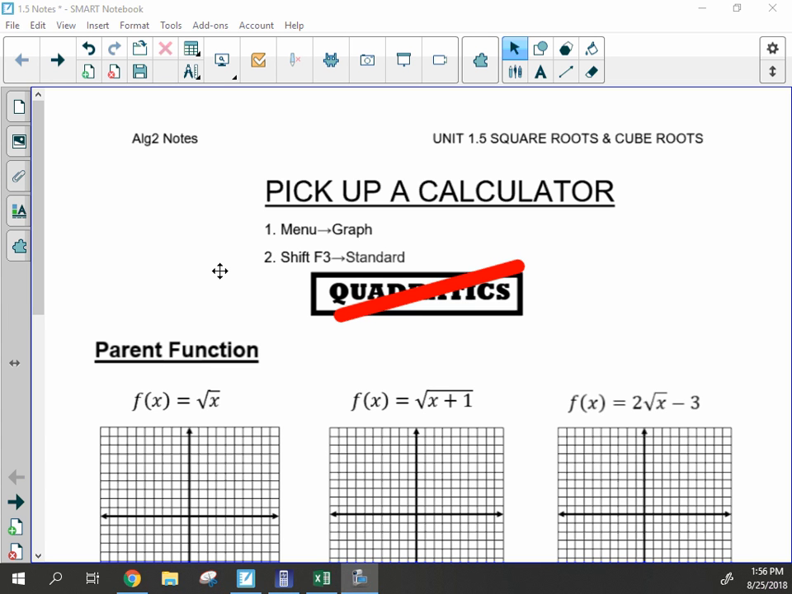Okay, so in this lesson I'm going to teach you three other shapes, and teach you how to do it in the calculator. It's all the same. The shapes we're going to talk about are square roots and cube roots. So the first thing is we're going to talk about square roots. I forgot to change the title though.